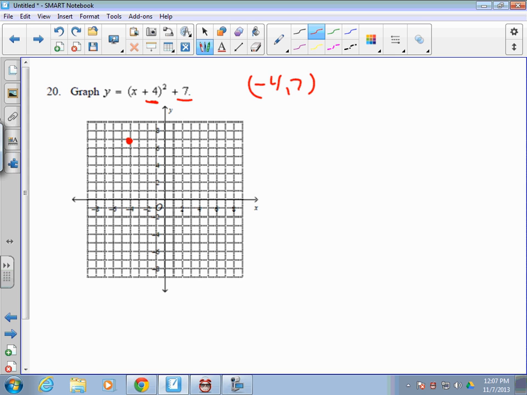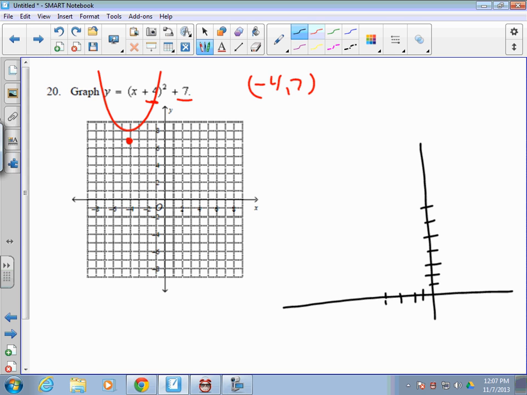And this is a positive value, so even though we have it written this way, it's actually going to open up this way. So we'll move this graph down a little bit so we can see it easier. So negative 4, positive 7 is your vertex, and it's going to open up like a U.